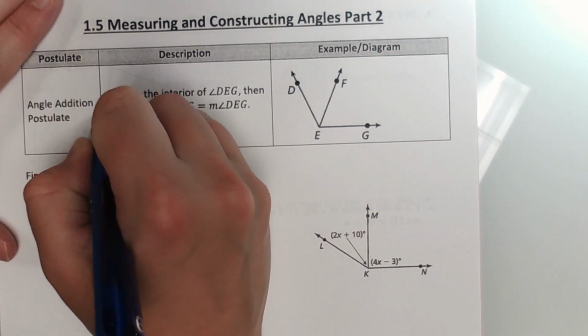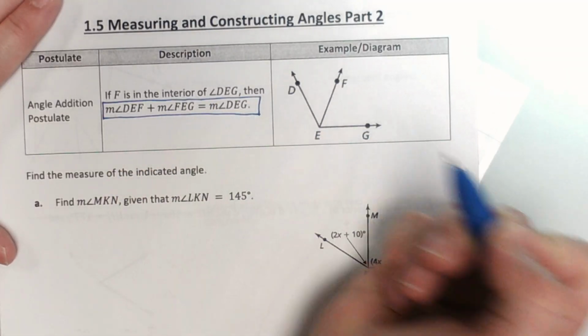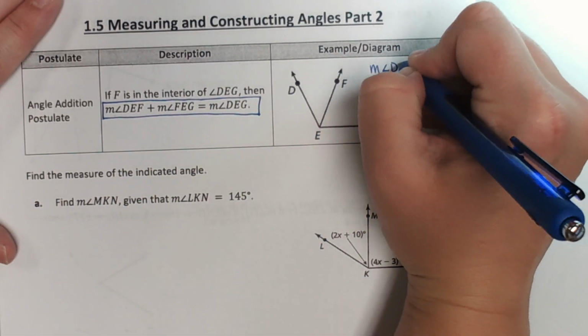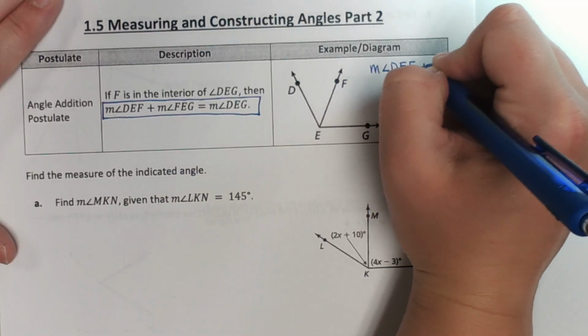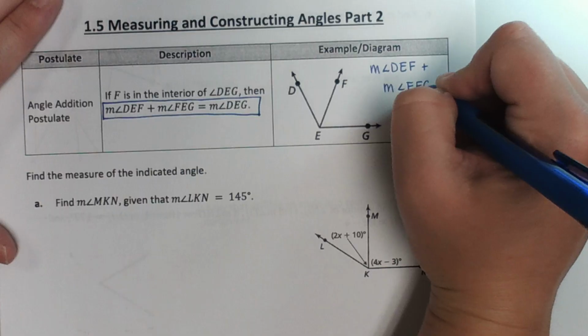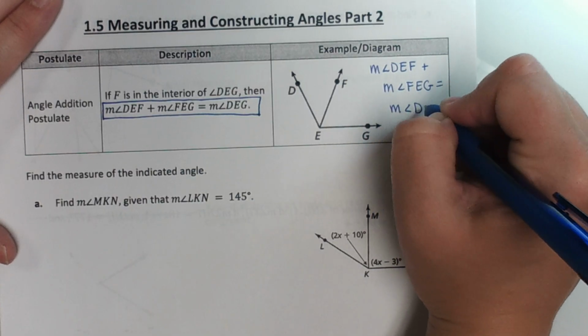This is the formula for that. Measure of angle DEF plus the measure of angle FEG is equal to the measure of angle DEG.